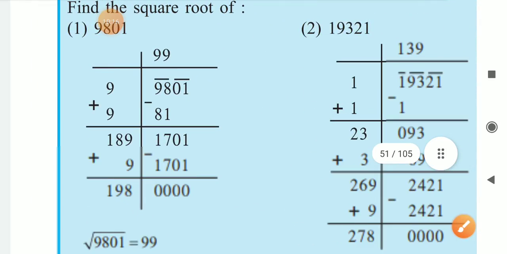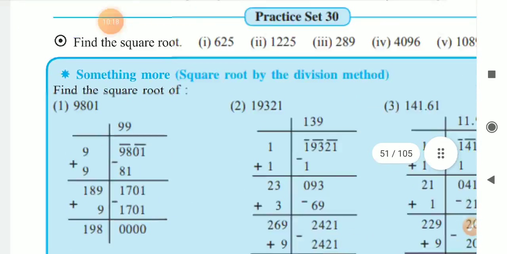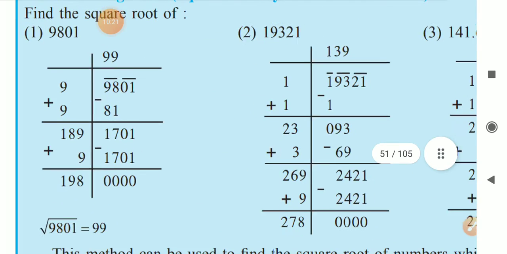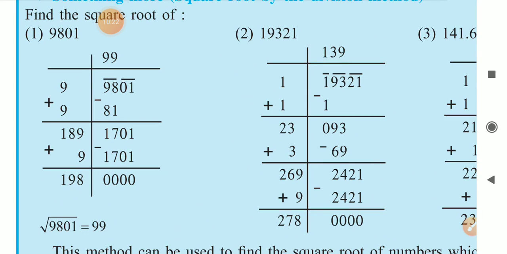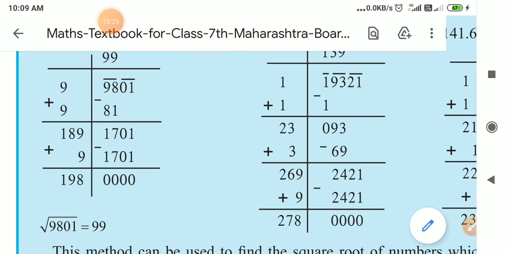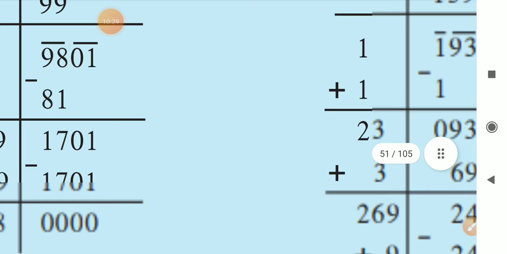Now I will tell you how to solve the examples by square root. For more information they gave you here to understand it. Okay, so let us find the square root of 9801.